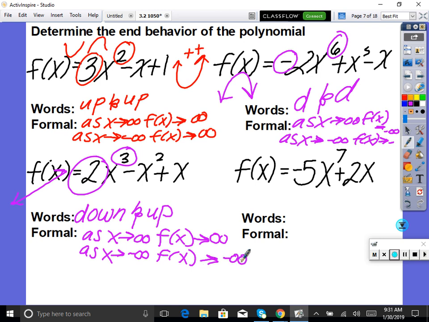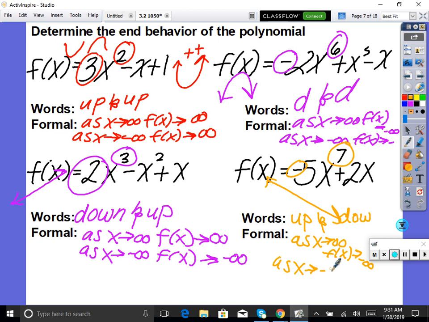Okay, awesome. And then the last one, odd, opposite, negative, so it's going to be like this over time, decreasing, right? Up and down. And then as x is going to infinity, f of x is going to negative infinity. And as x goes to negative infinity, f of x is going to positive infinity. Questions on how to do end behavior? Okay, it's pretty straightforward. You just need to know those two things.